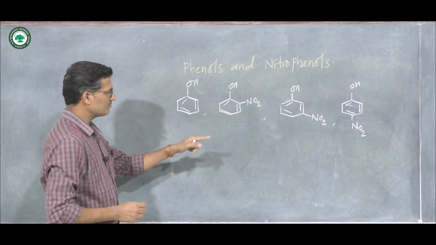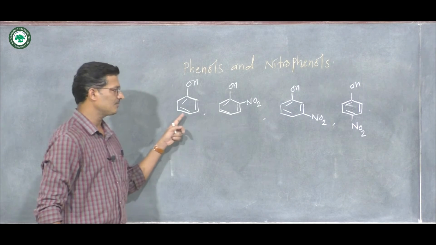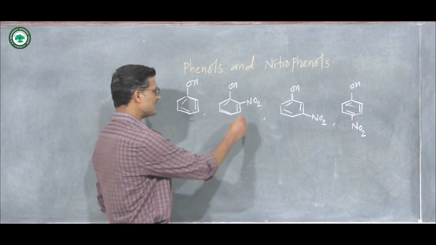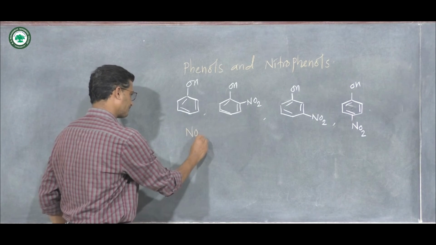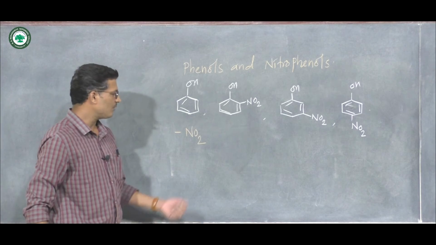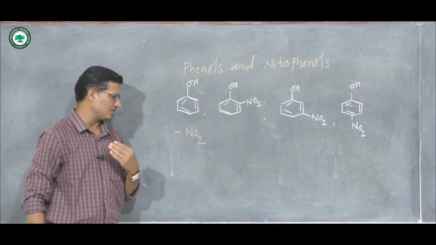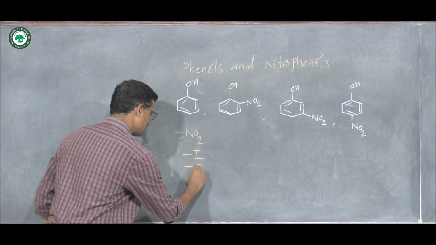We remember nitrophenols are always more acidic than phenol. Why? Because in nitrophenol there is a nitro group, and the nitro group is an electron withdrawing group. It withdraws electrons, so this nitro group gives the minus I as well as the minus R effect.